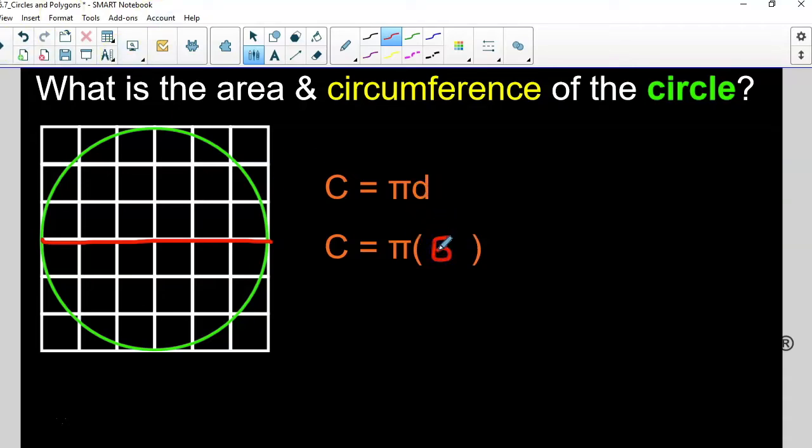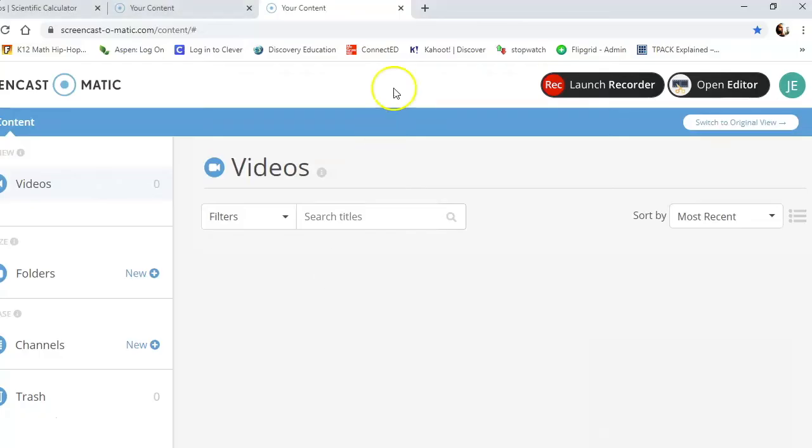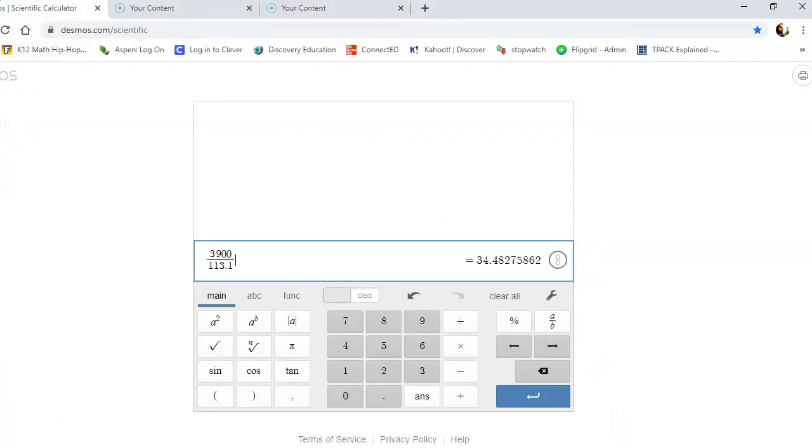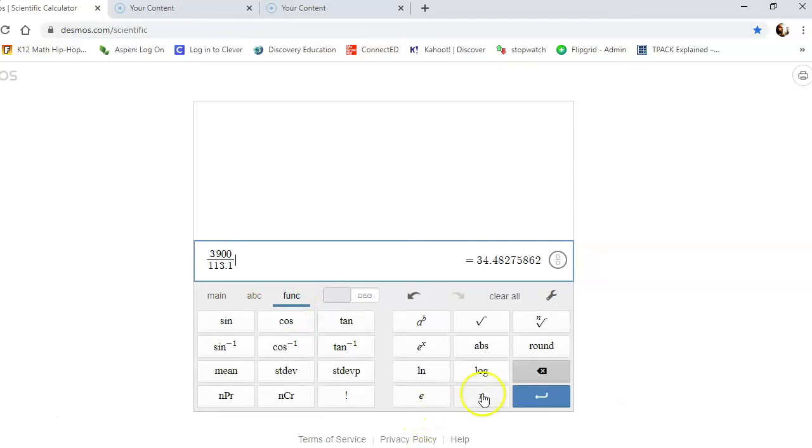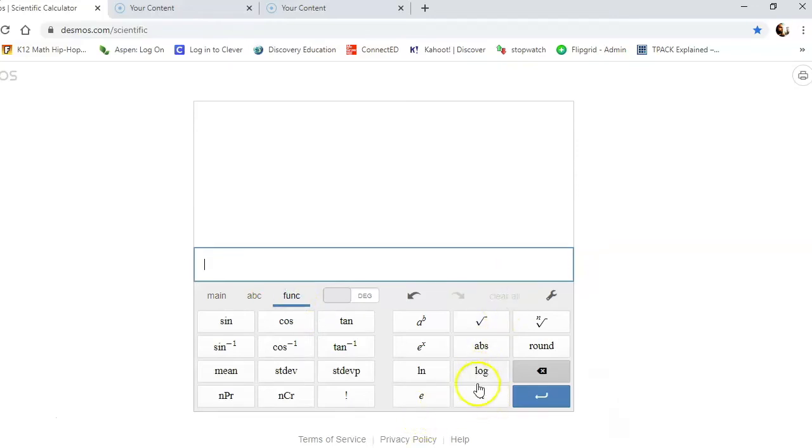And then we can use our calculator to multiply. Now, I want you guys using Desmos when you do this, right? If I go to Desmos and hit the function button right here, here's my pi button right here. Actually, let me clear it first. Here's my pi button. I'm gonna hit pi.